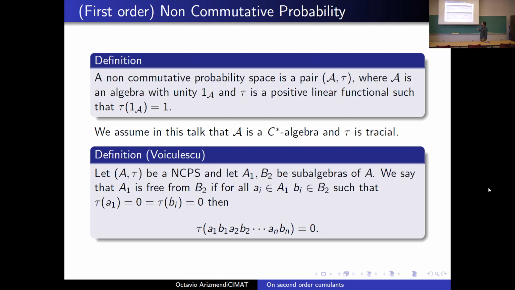Just a reminder that we work in a non-commutative probability space, which is just an algebra with a linear functional that sends 1 to 1. We will work with basically limits of matrices, so we can assume that we are in a star algebra. So this is positive. And just a reminder that freeness is just a rule to calculate mixed moments.